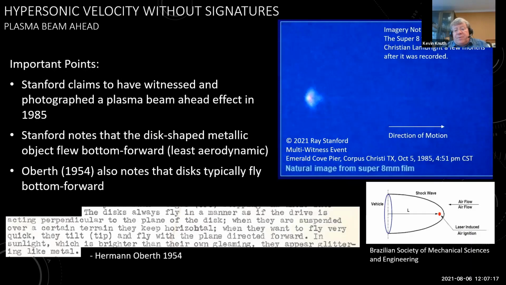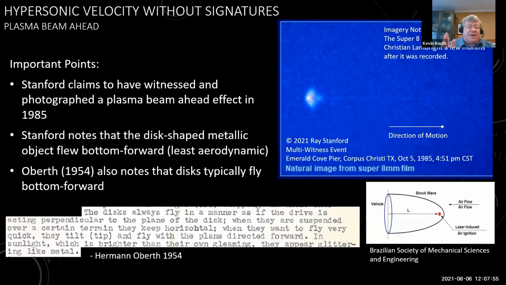And this is what appears to be happening here. And in fact, this is what Ray Stanford claimed he saw, is that he saw the plasma beam come out from the plasma glow around the disc, and then the disc would fly forward toward the beam. What was interesting is that he notes that the discs he's observed basically hover like this, like you would expect in an aerodynamic fashion, but when they're ready to fly, they actually tip up and fly bottom forward, which is not what you would expect. You would expect it to fly in the most aerodynamic way possible.